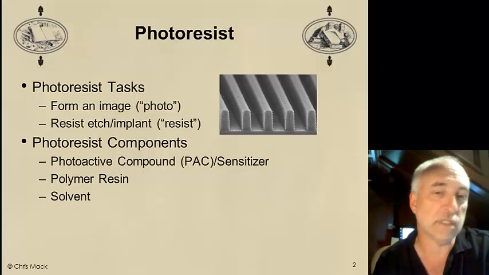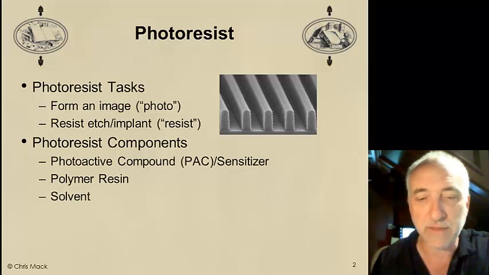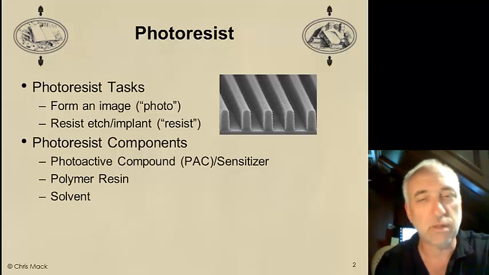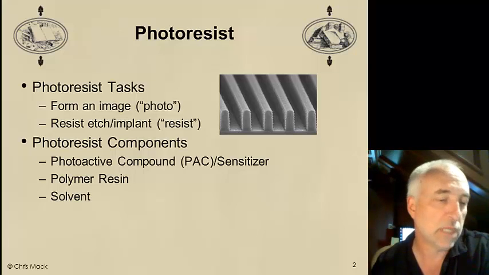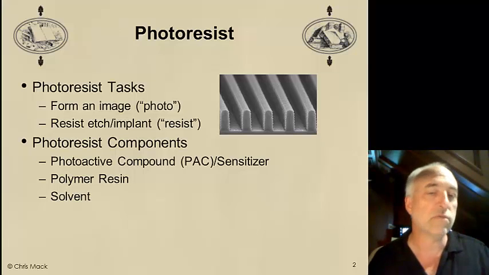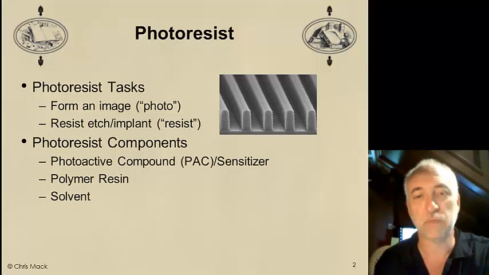Then we have a solvent that mixes the two other components together into a liquid so that we can spin coat. We have other materials we might add, some adhesion promoters, maybe leveling agents to improve the uniformity of coating, etc. But these are the main photoresist components.